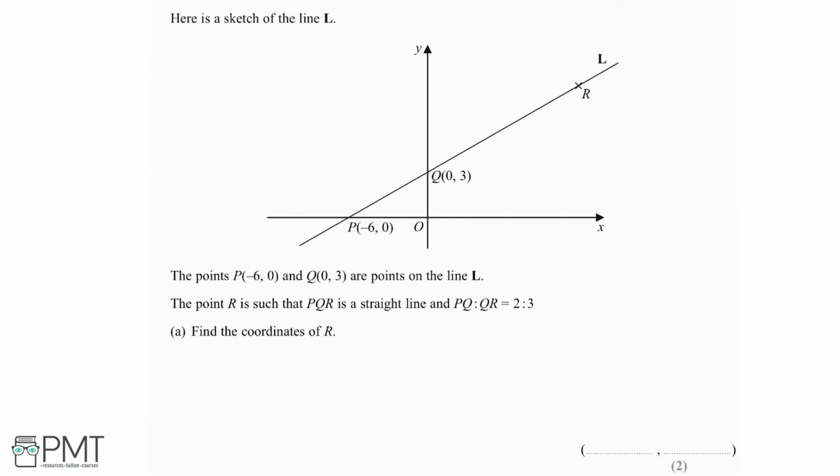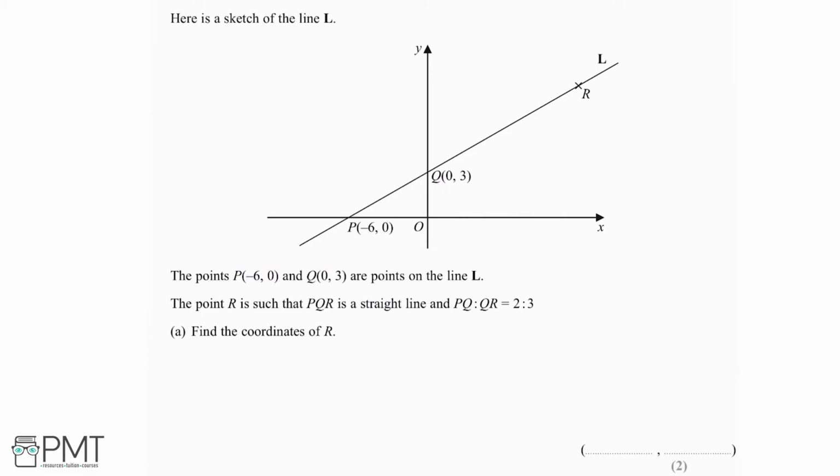Here is a sketch of line L. The point P is at -6, 0, and the point Q is at 0, 3, and both the points lie on the line L. The point R is such that PQR, so going from point P up to R, is a straight line, and going from P to Q, and then going from Q to R, the distance is of the ratio 2 to 3. And using this information, we want to find out the coordinates of R.